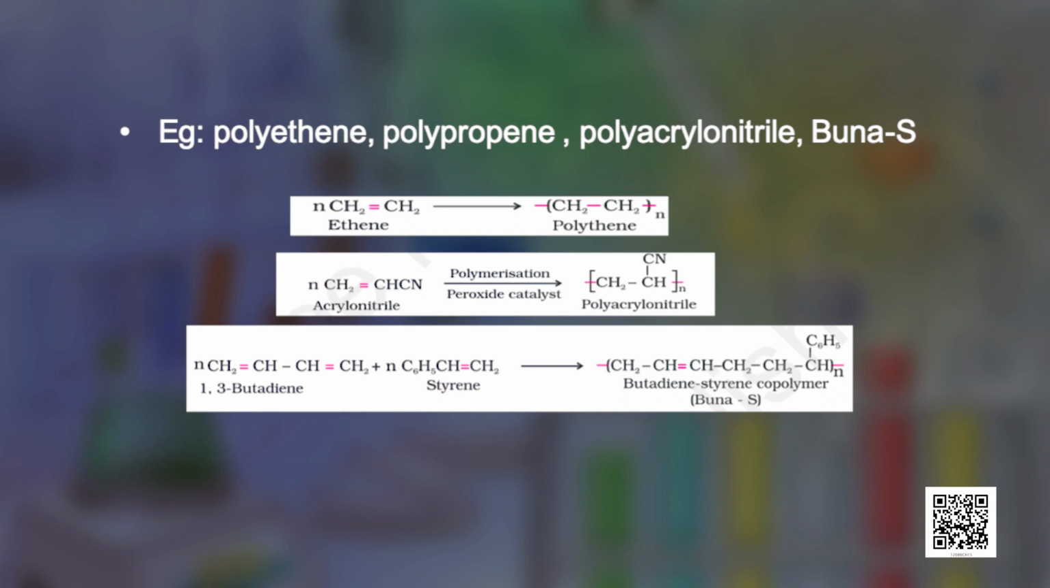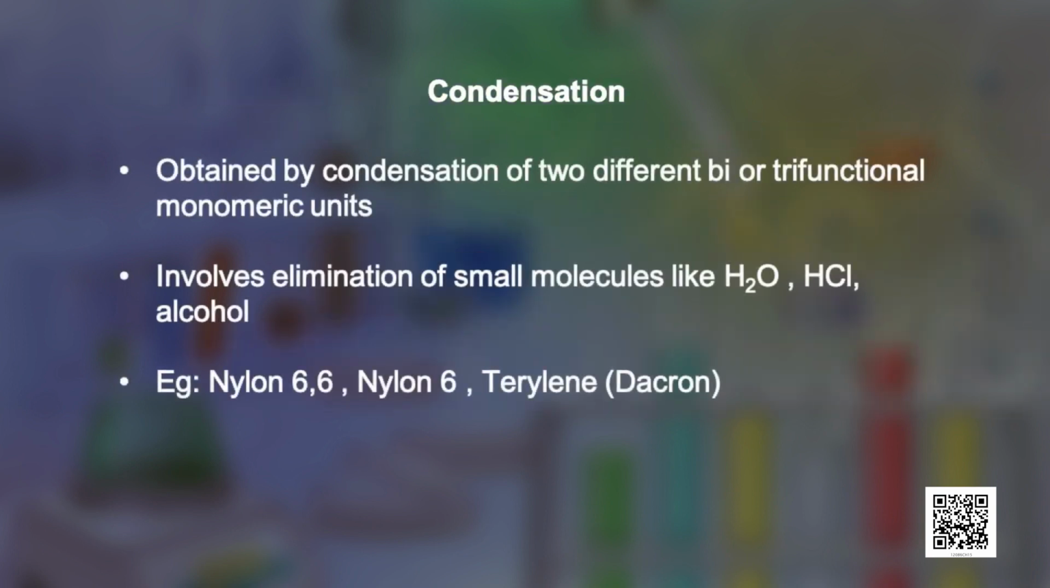as BUNA-S. While in the case of condensation polymers, the polymers are formed by repeated condensation reactions between 2 different bi or trifunctional monomeric units. In these polymerization reactions, the elimination of small molecules such as water, alcohol, hydrogen chloride takes place. Very common examples of this category are nylon 6,6, nylon 6 and terylene.